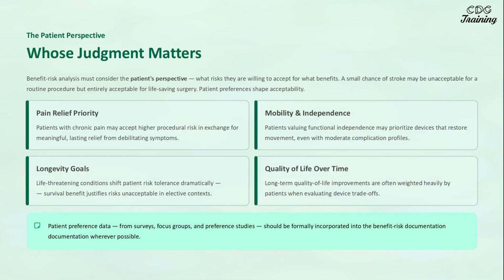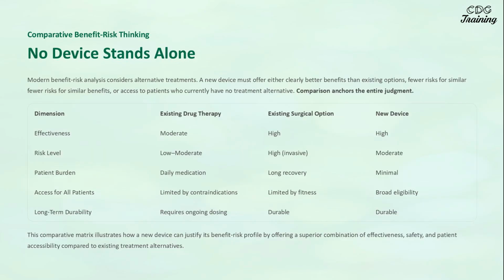Patient perspectives are crucial in benefit-risk analysis. Understanding their priorities, like pain relief and quality of life, ensures the analysis is patient-centered. Modern benefit-risk analysis compares new treatments to existing ones, ensuring better outcomes. This comprehensive approach evaluates the entire judgment.